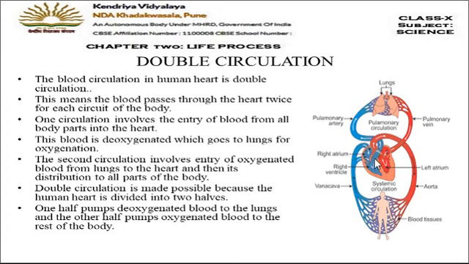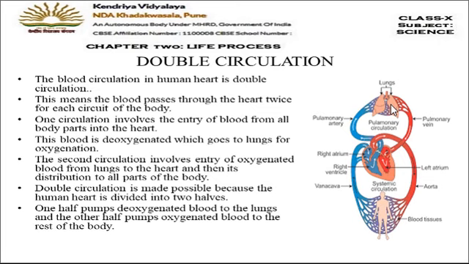So from the right ventricle it moves on to the lungs with the help of the pulmonary artery. The pulmonary artery is the exception which carries deoxygenated blood. Now this blood reaches the lungs. Now in the lungs what will happen? It will release the CO2 and will absorb O2. Once it absorbs O2, it becomes oxygenated.